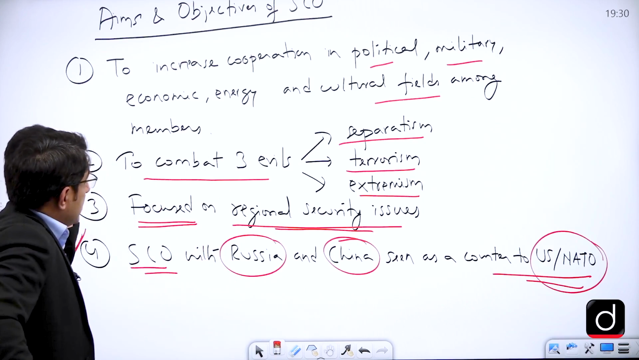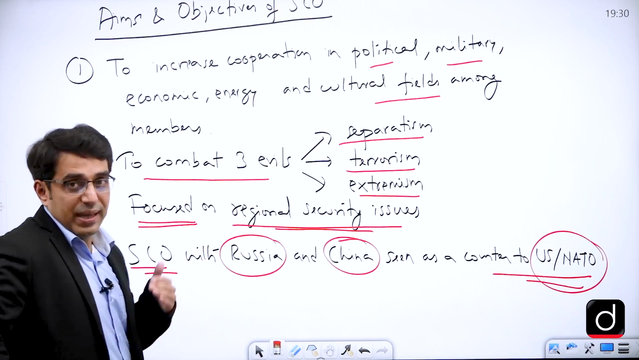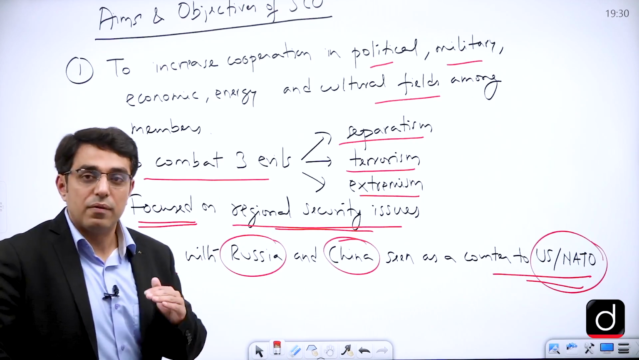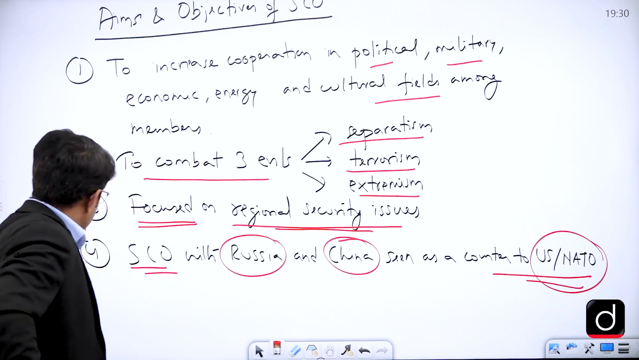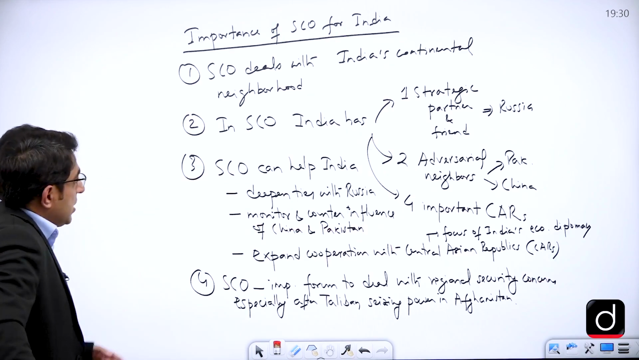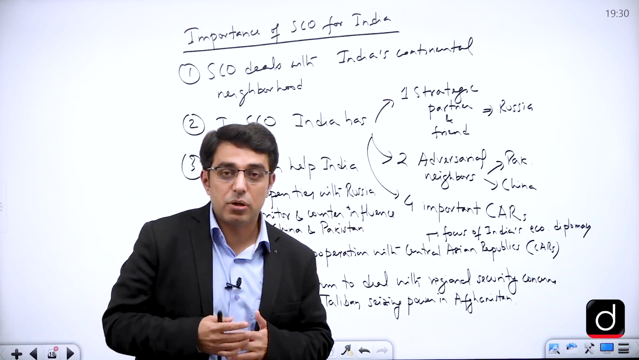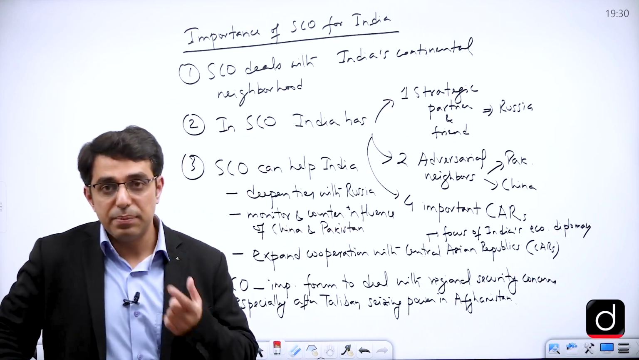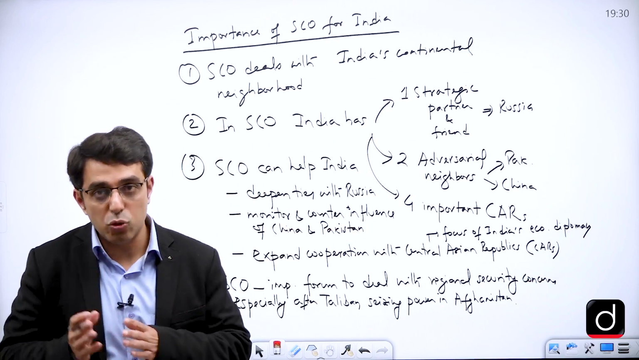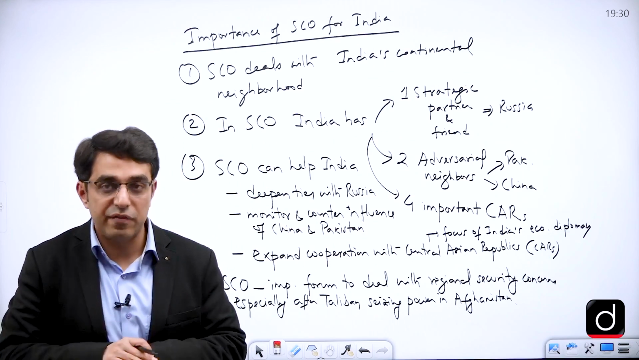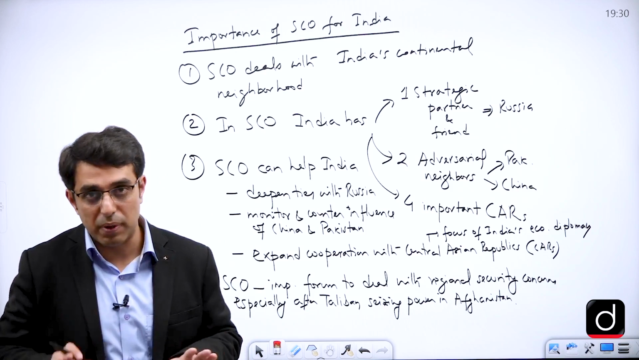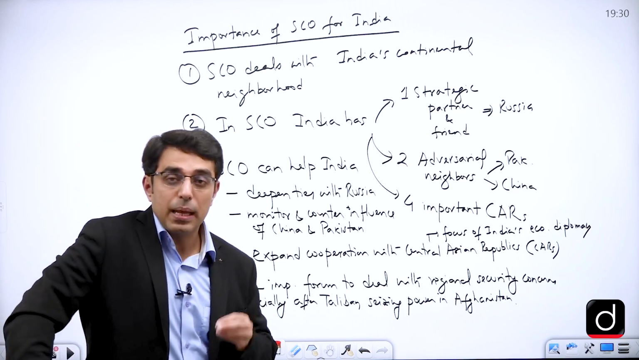So, this is basically the aims and objectives of SCO, which will cover our first part of the answer. Then after this, we will move to the second part, which is to be given more importance, because it does not mean that a question has been asked in two parts, that we have to give 50-50% weightage to both the parts. We also need to look at the importance.